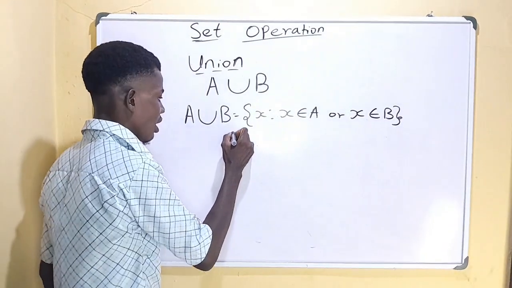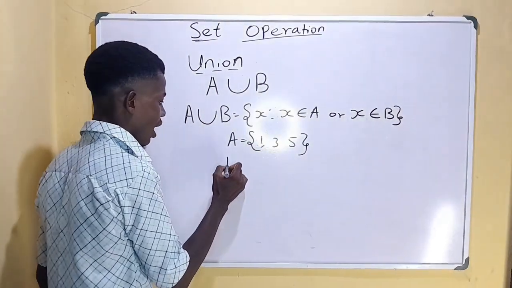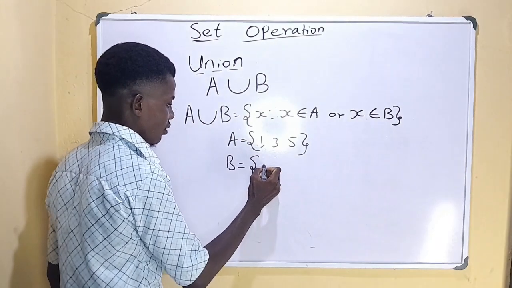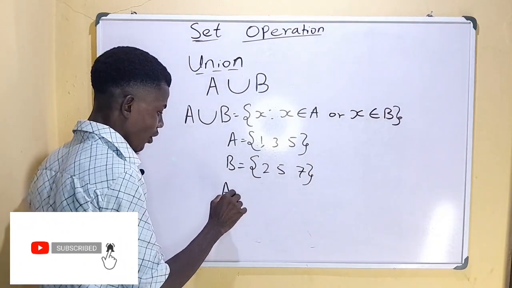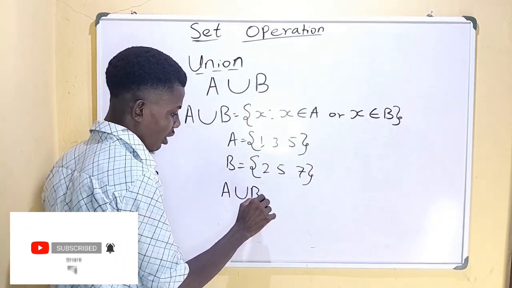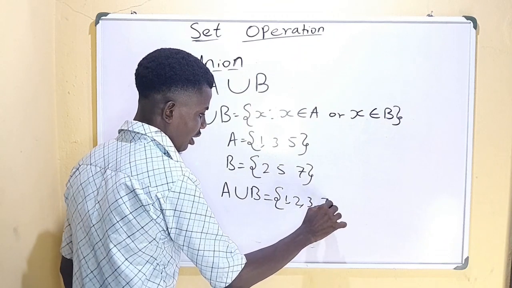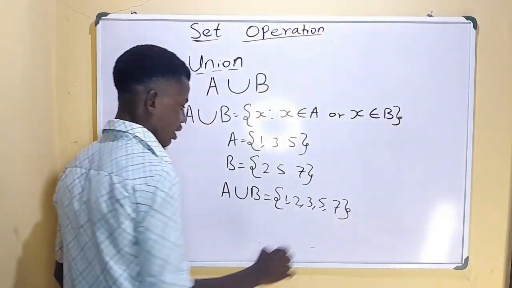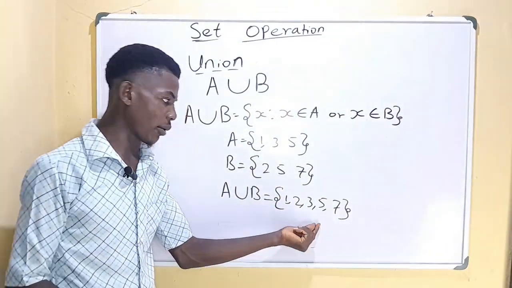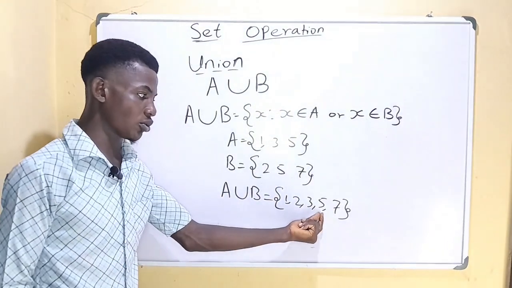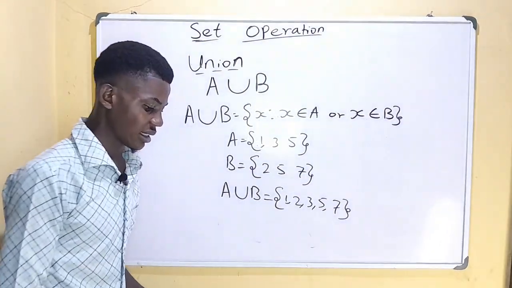Let's take an example. Let's say set A is 1, 3, 5. Now let's say set B is 2, 5, 7. The union of A and B will now be 1, 2, 3, 5, 7. We combine the two sets' elements together without repetition. What we mean by without repetition: you can see 5, 5, but we only choose what? 5. So this is the union of two sets.